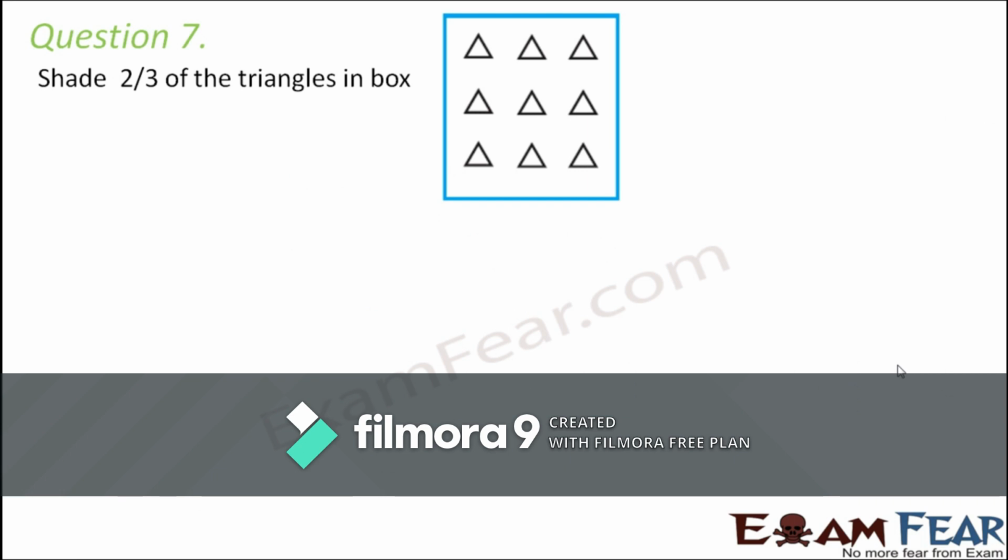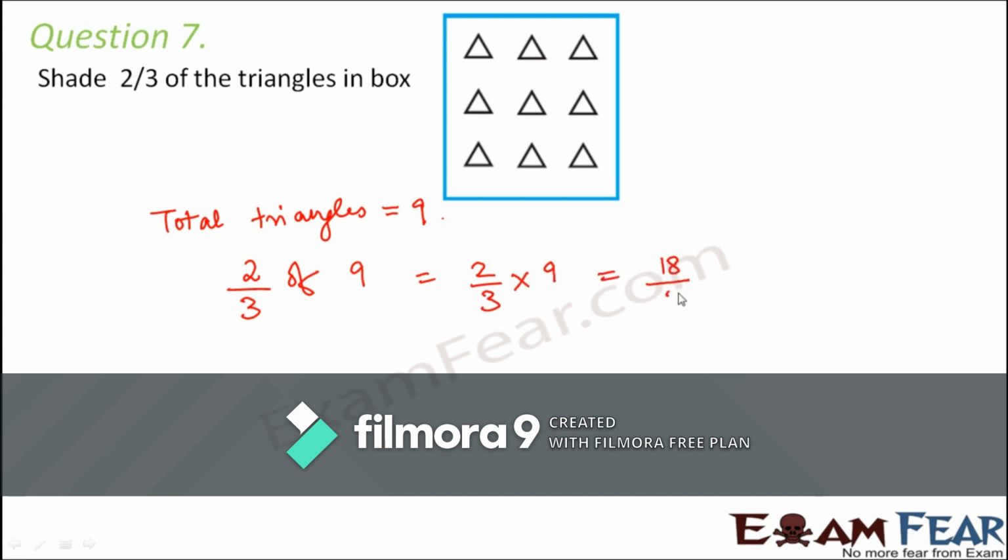Question number 7. Shade 2/3 of the triangles in a box. Now inside this box, how many total triangles do you have? So total triangles that we see inside this box is equal to 9. Now we have to shade 2/3 of total triangles, that is 2/3 of 9, which is equal to 2/3 into 9. So this would be 18 divided by 3. So again, if you divide it, you see 3 into 6 is 18. So this is 6. Therefore, we can shade 6 triangles in the box.